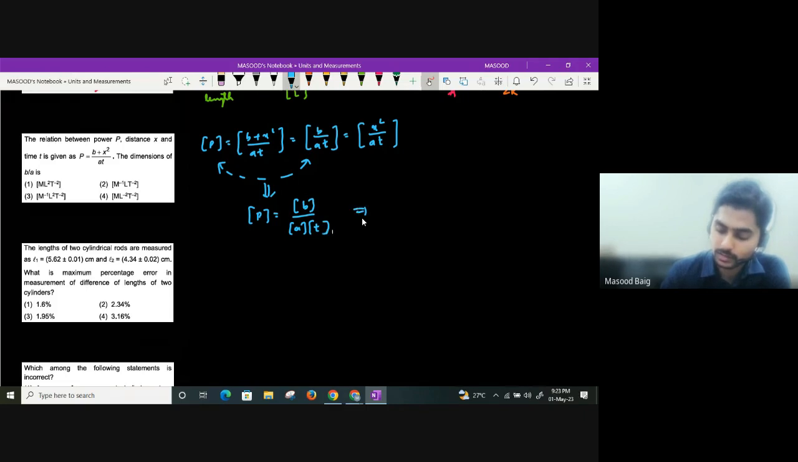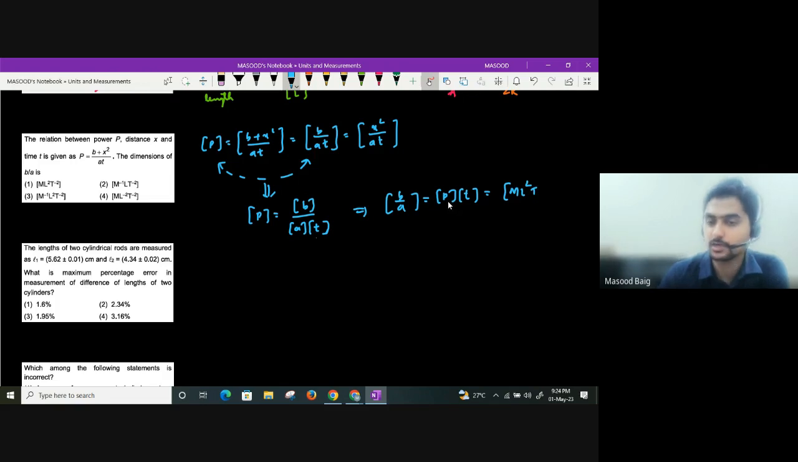So from this I can write dimensions of b by a will be dimensions of power into t, which I will get as ML²T⁻³ into T, which is ML²T⁻². Directly we can solve it, guys.